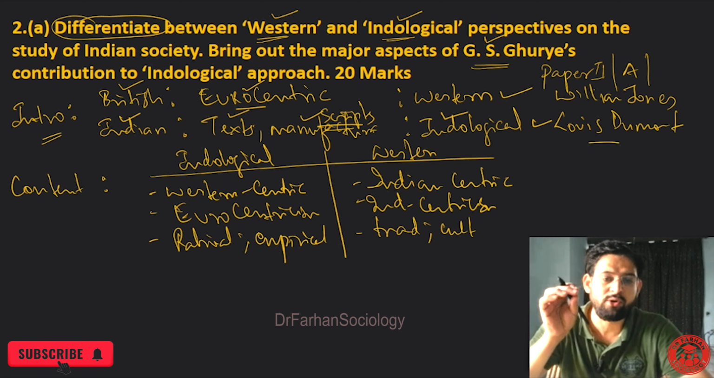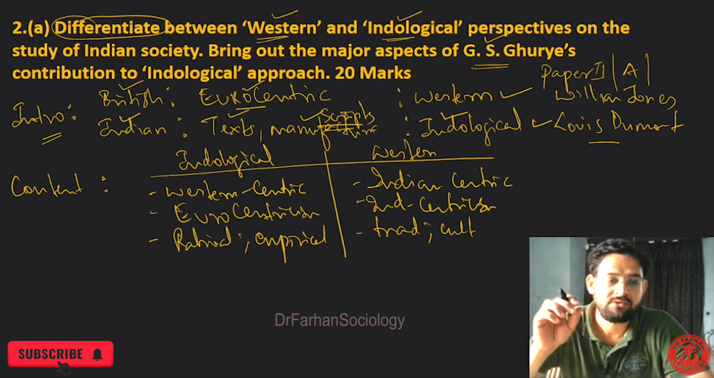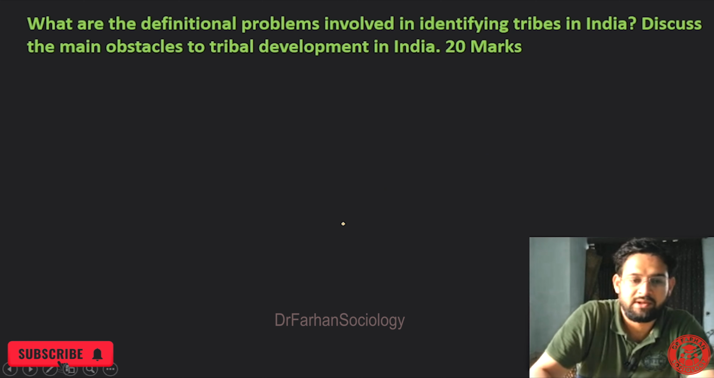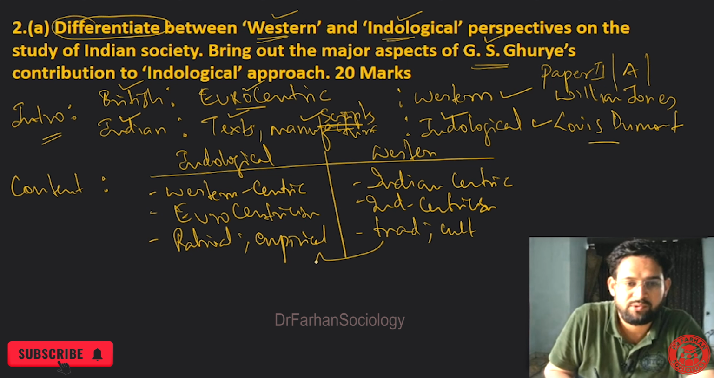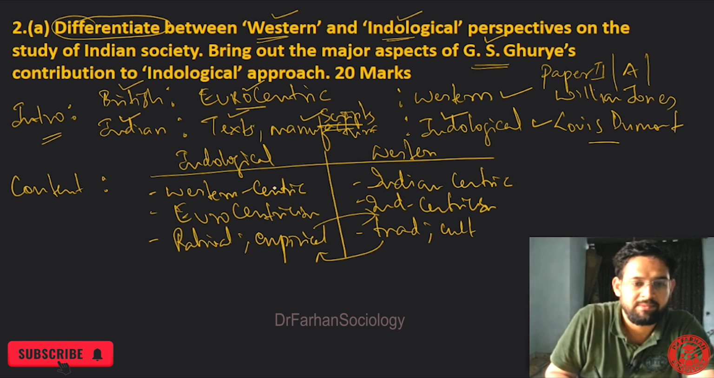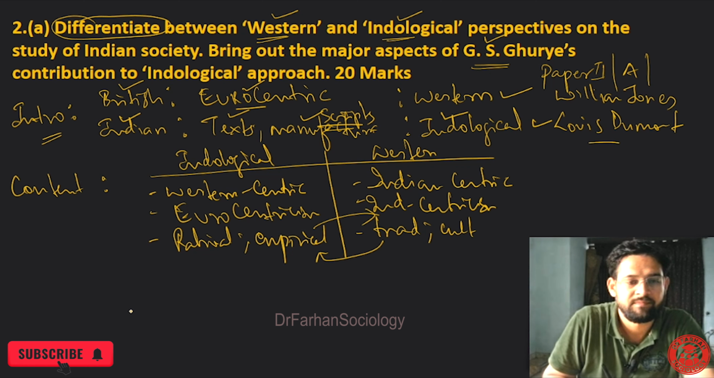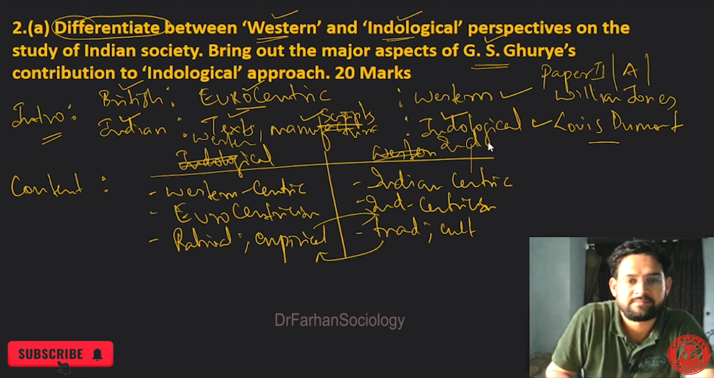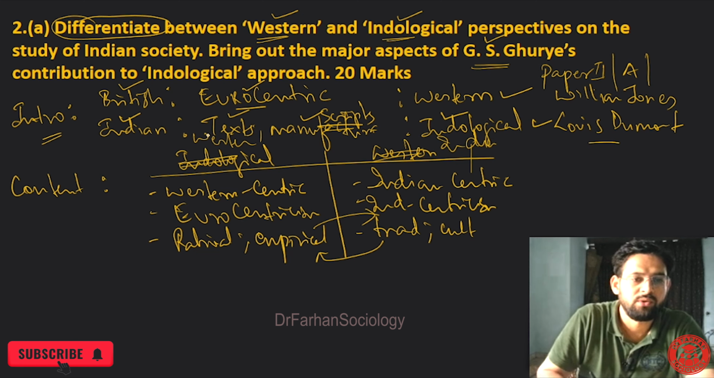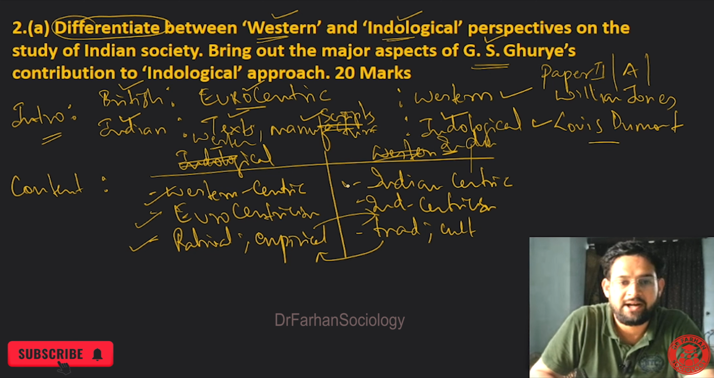What is the main primary focus in the West, in the Indological view? Sorry, this is going the other side. So here the Western view should come over here. If I make this as Western, this as Indian: Western views are Western-centric, Eurocentric, rational, empirical. Indian views are Indian-centric, traditional, cultural. Those phenomena are being highlighted.